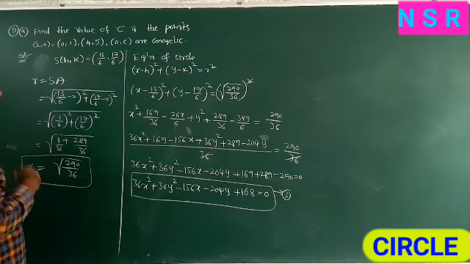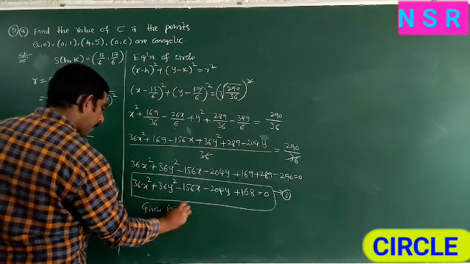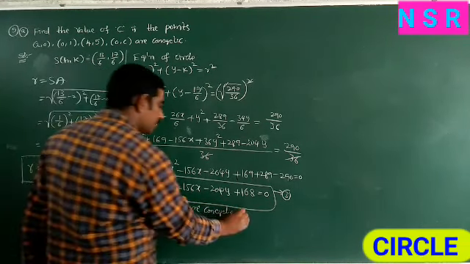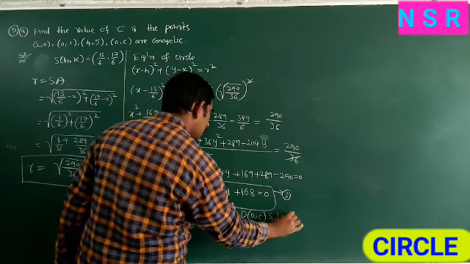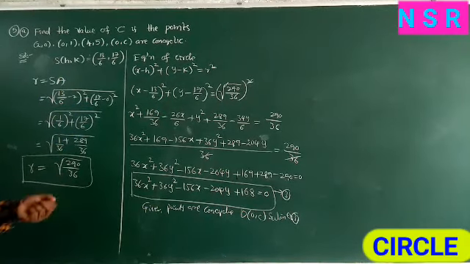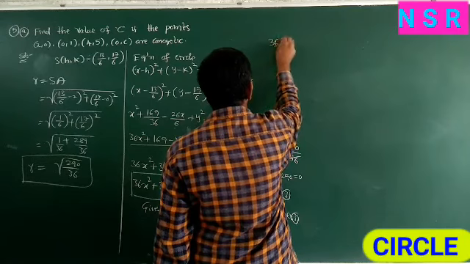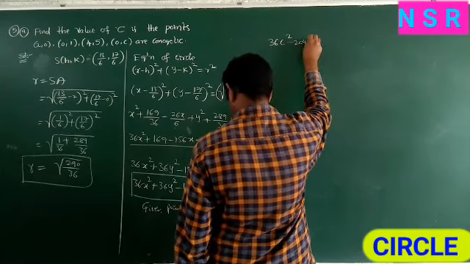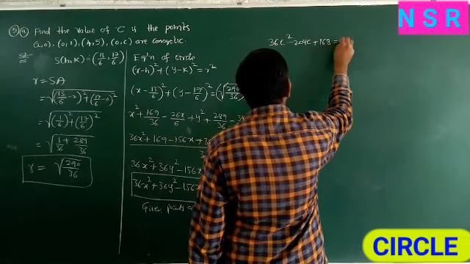Already given here, the given points are concyclic points. So D is (0, c). Substitute in equation 3. In place of x substitute 0, in place of y substitute c. So we get 36 into 0 squared, 36 c squared, 156 into 0, minus 204 c plus 168 equal to 0.